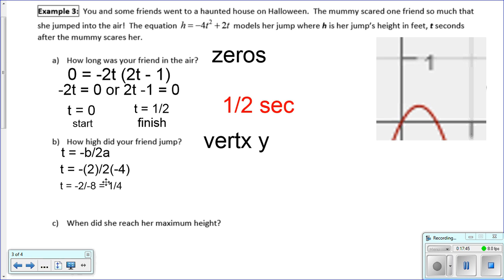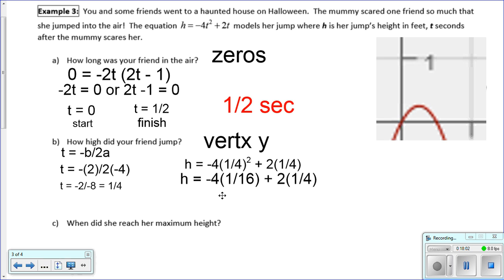Knowing that it takes 1/4 seconds to get to that height, you can plug it in and find out the actual height. So you plug it in: negative 4 times 1/4 squared plus 2 times 1/4. 1/4 squared is 1/16. Negative 4 times 1/16 is negative 1/4, and 2 times 1/4 is just 2/4. They have a common denominator, so we can go ahead and add their numerators. Negative 1 plus 2 is 1/4.